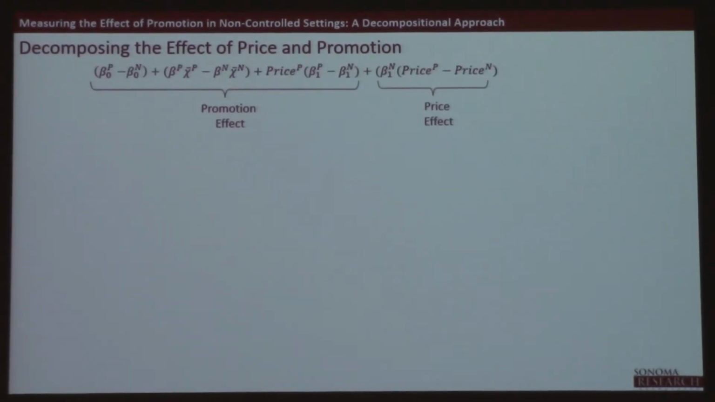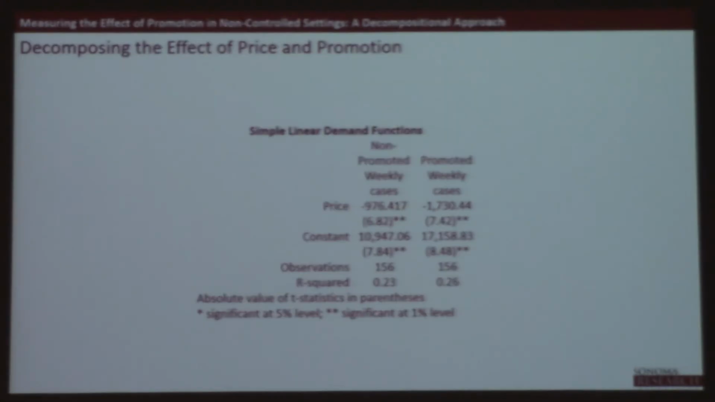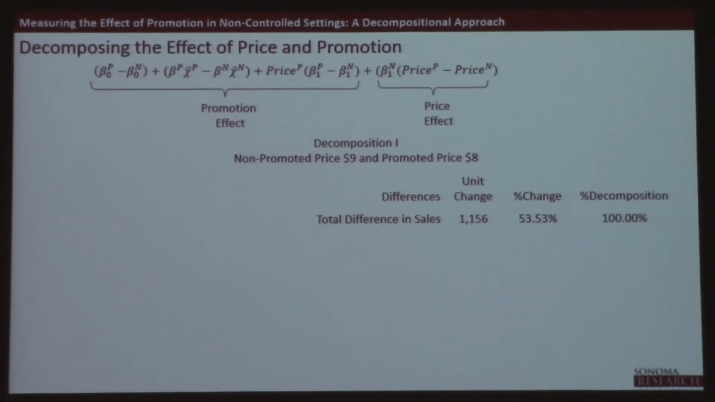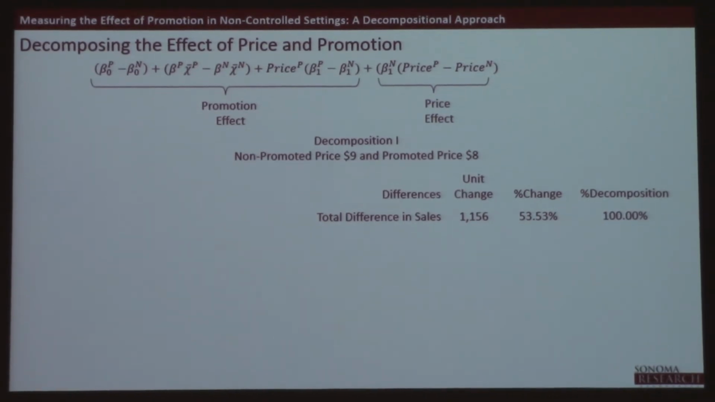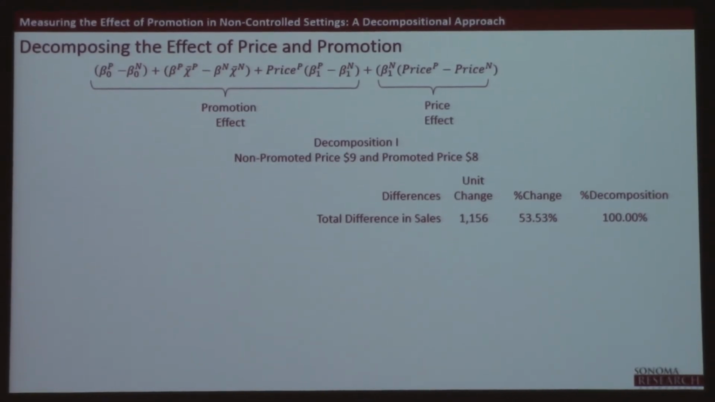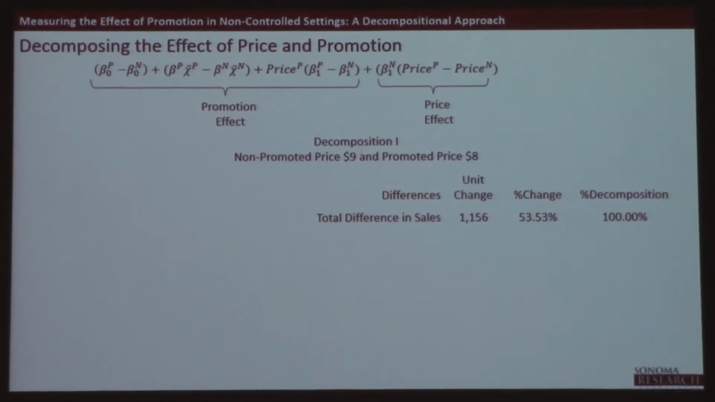All right, so here's the regression, price constant. Here is our formula. I did the decomposition. The total difference in sales, which we've been mistakenly calling promotional lift, is 1,500 cases per week. And this is a pretty high volume wine too, and it looks like our percentage lift is about 50%, which is pretty good. If you're getting a 50% lift, that's impressive.